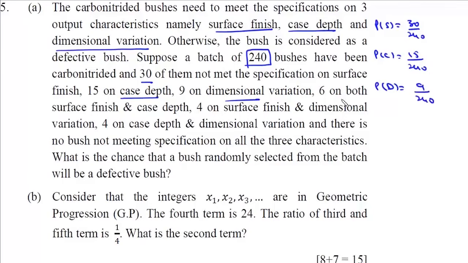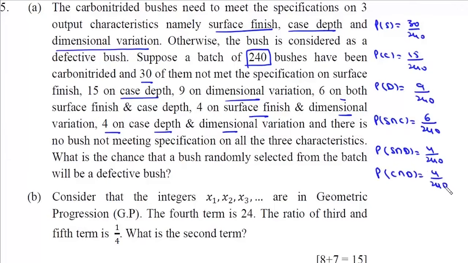Now it says 6 on both surface and case. So that means the probability of S intersection C will be 6 by 240. Surface and dimensional, S intersection D, will be 4 by 240, and 4 on case depth and dimensional variation. So C intersection D is also 4 by 240. Now it says there is no bush not meeting specification for all three. So that means the probability of S intersection C intersection D is 0.